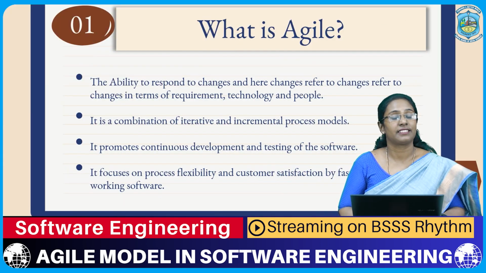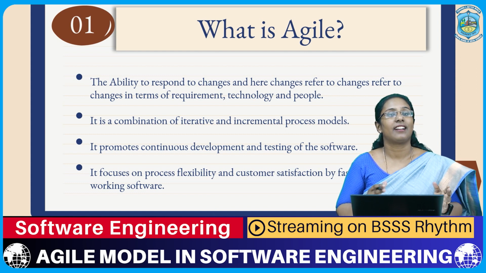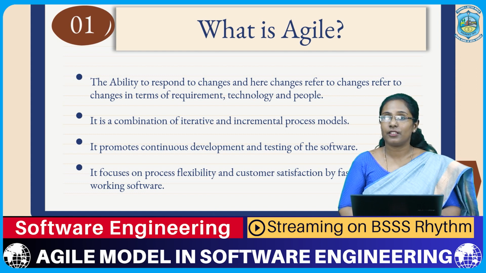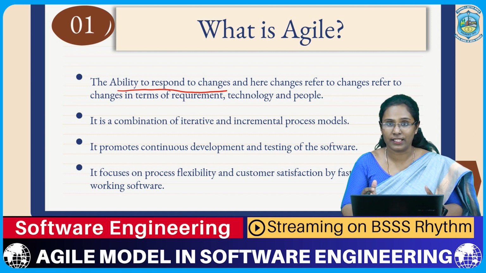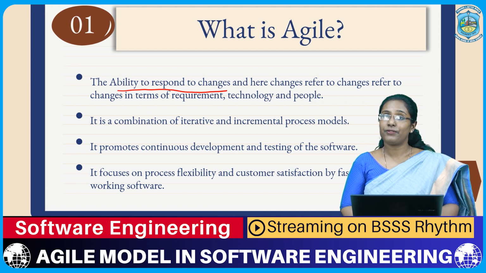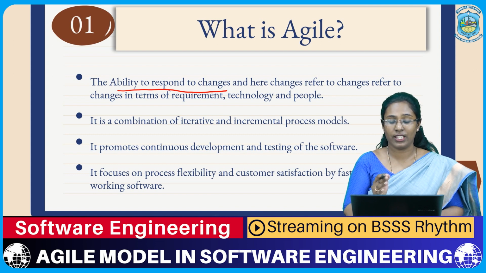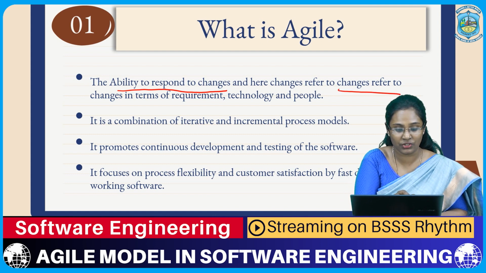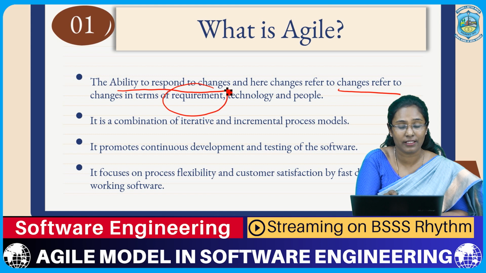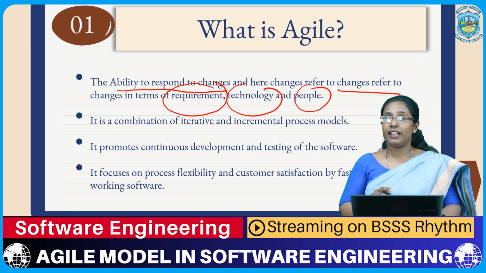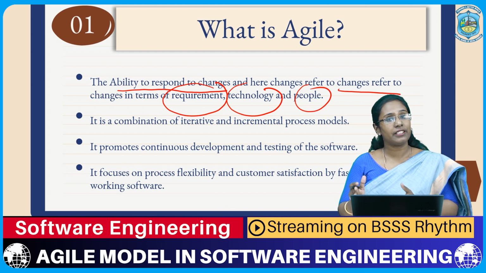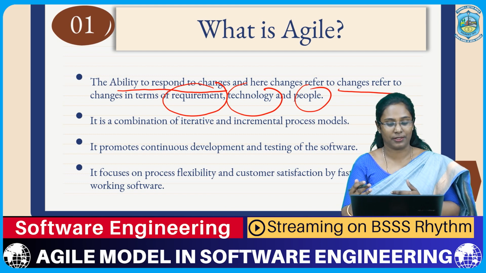First of all, let us understand what is Agile. The term Agile means the ability to respond to changes. So, in terms of software development, the changes refer to the changes in terms of requirement, technology and people. It is a combination of iterative and incremental model.